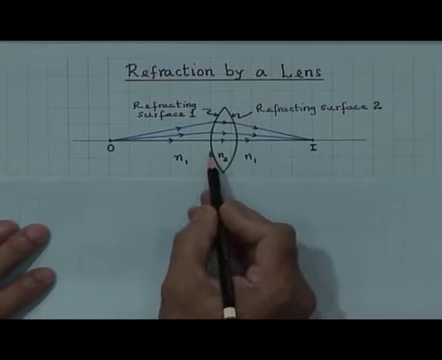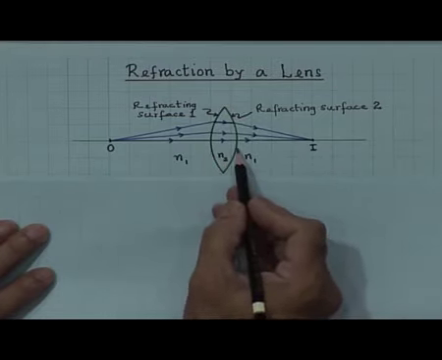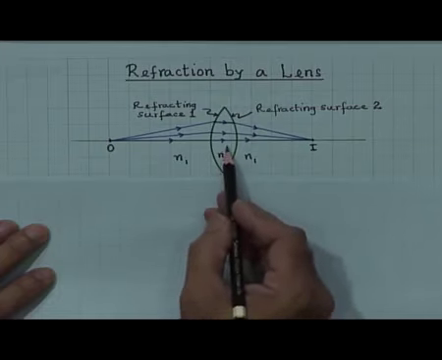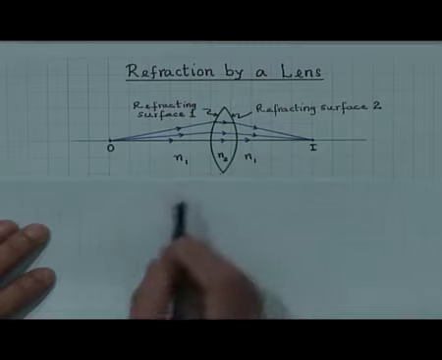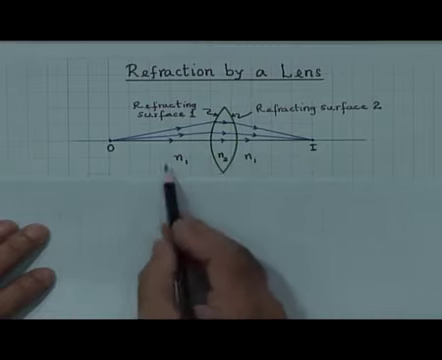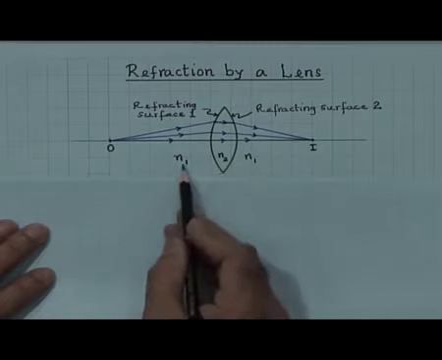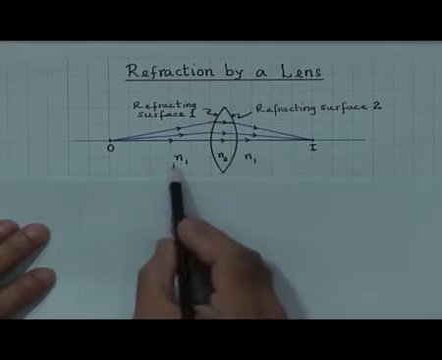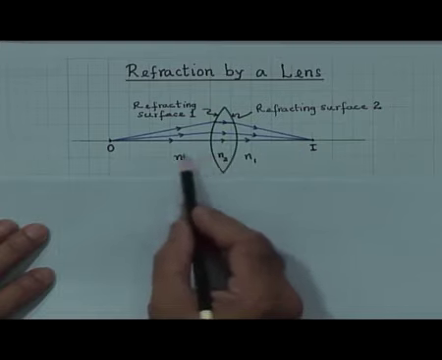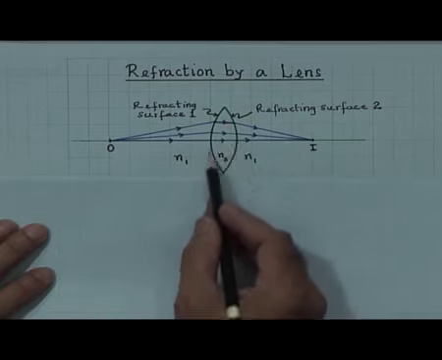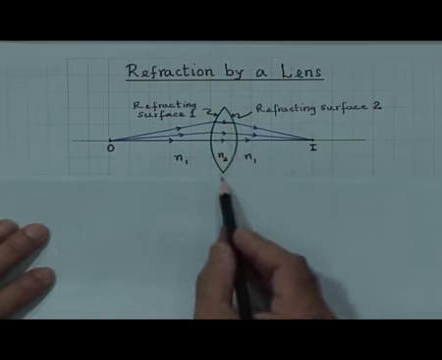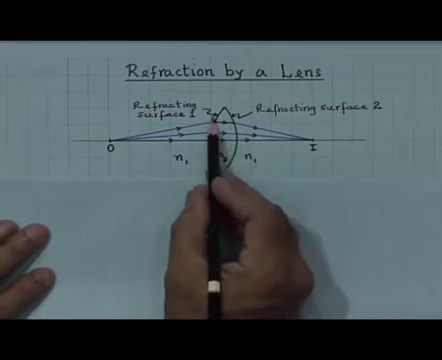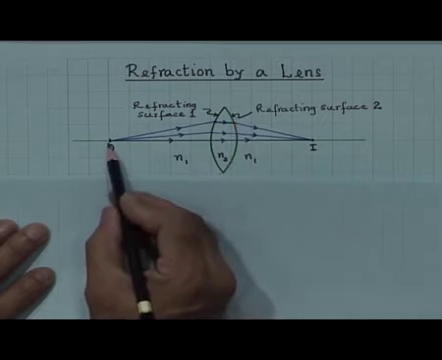This is refracting surface 1, this is refracting surface 2. The lens medium is of refractive index n2, and in this case I have taken n1 on both the sides. It could be n1 and n3 on the other side also, but in a simple case we have considered that outside there is a particular medium and the lens is of a particular medium, usually a glass lens, and it has refracting surfaces 1 and 2. There is an object here.